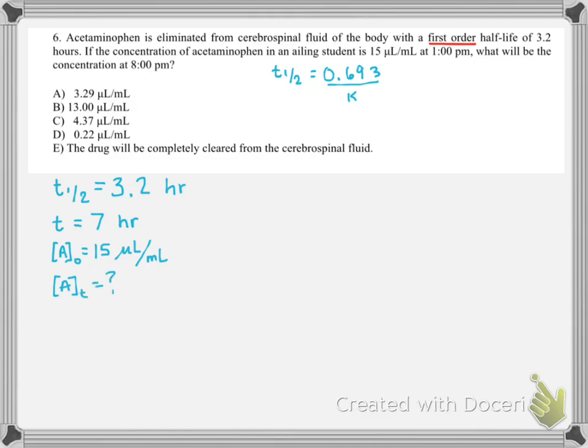Okay, and so here we're going to use the integrated first order rate law, which is on your data sheet, and it's the one with the ln. So we have the ln of the concentration at a given time is equal to the natural log of our initial concentration minus kt.